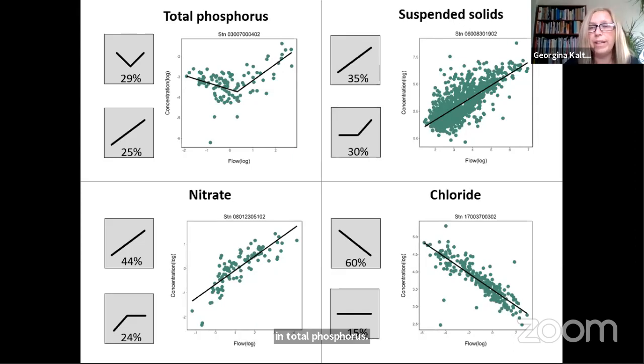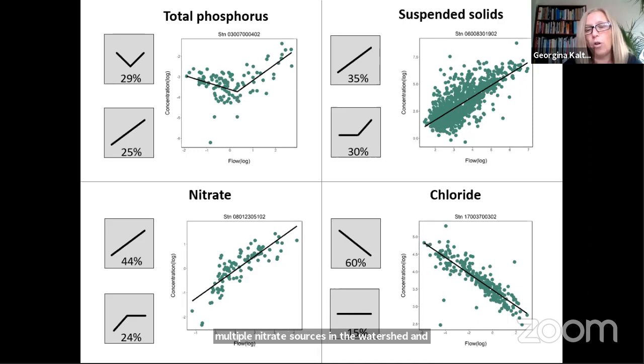Nitrate showed predominantly an increasing pattern. So this was interesting and a little bit unexpected. And there are many possible explanations for this. One possible explanation could be that there are multiple nitrate sources in the watershed, and at higher flow, these sources become more greatly connected to the stream.